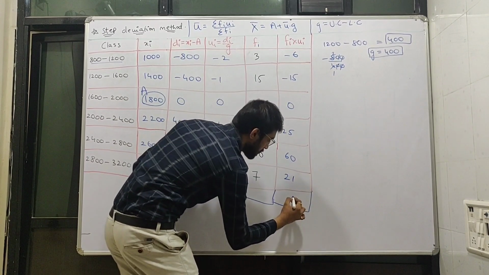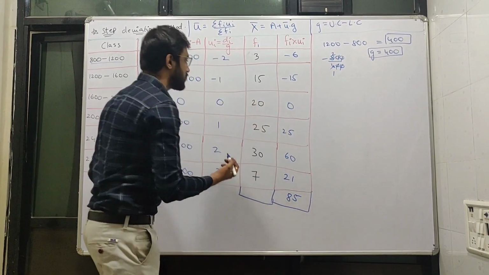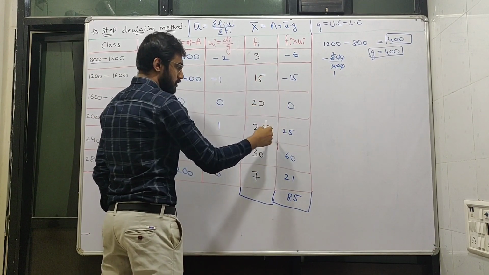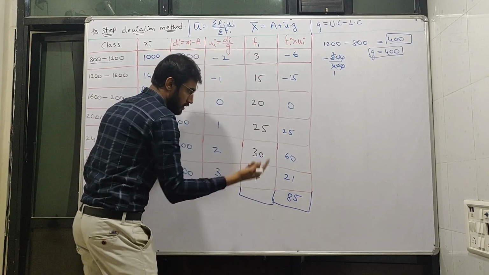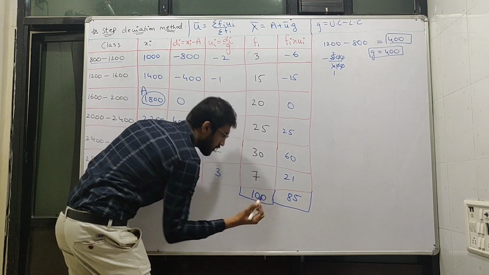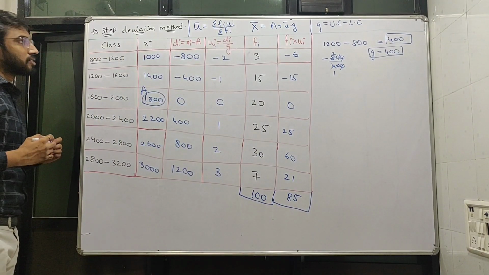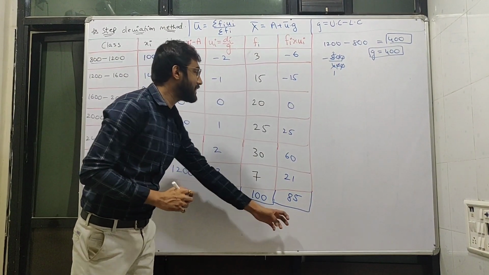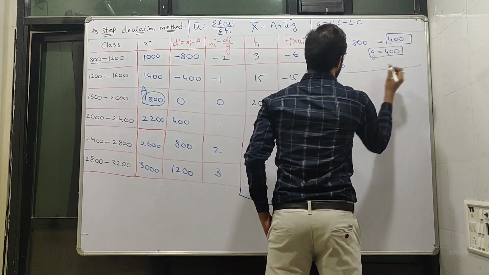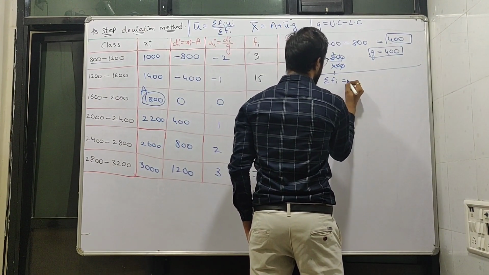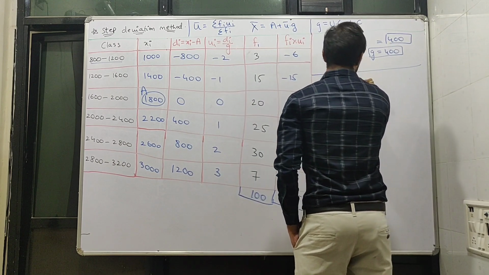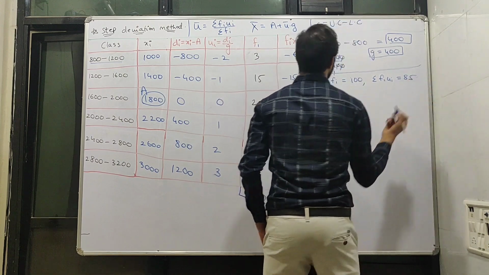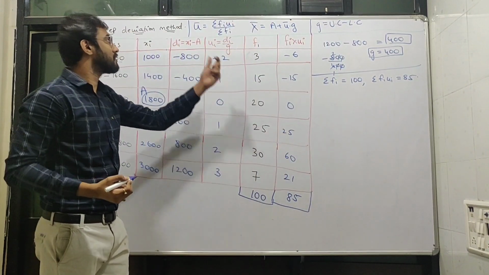So your answer will be 85 for us, and your answers would be 18, 48, 43, 53, 63 and 100. Okay, so check out these answers for Fi and Fi Ui. The answers are 100 and 85. So I will write down here summation Fi value is how much? 100. And summation Fi Ui answer is how much? 85. Now we'll get down to our formula and just substitute the values.